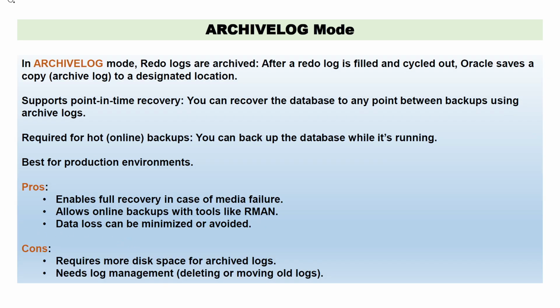Let's understand archive log mode. In archive log mode, redo logs are archived. After a redo log is filled and cycled out, Oracle saves a copy to a destination. Supports point-in-time recovery. You can recover the database to any point between backups using archive logs. This is very important. Supports point-in-time recovery.